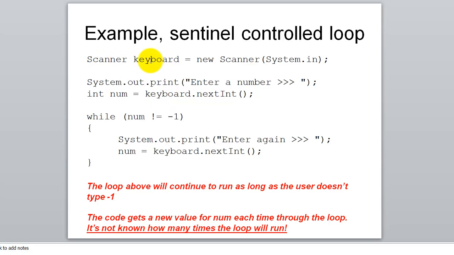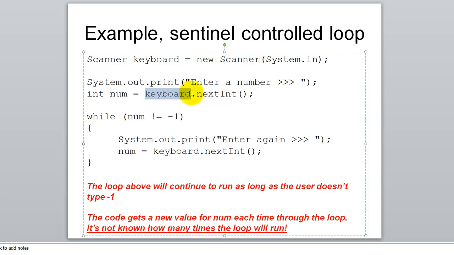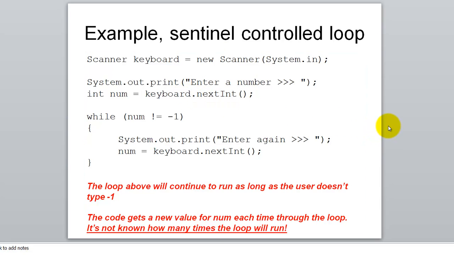So we have our keyboard. You usually see that as console. Maybe I should change that to console. Scanner console and then console.nextInt. You're big kids, you can figure this out. Here, rather than calling it console, we call it keyboard. So this program asks you to enter a number, and so the user provides a number, and we're storing that in num. Then we run into a loop, and we say, while num is not equal to -1, get another number.